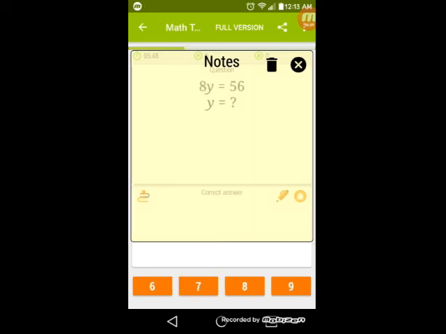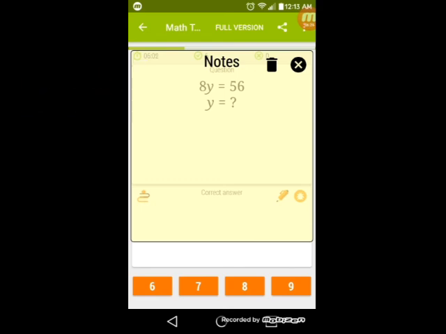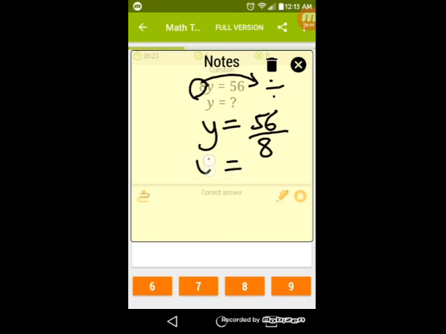And our last example, 8y is equal to 56. 8 times y, right? Take the 8 over to the other side. This 8, take to the other side. It changes its function to divide by, which is opposite to times. So y is equal to 56 divided by 8. Y is equal to 7, because 7 eights are 56.